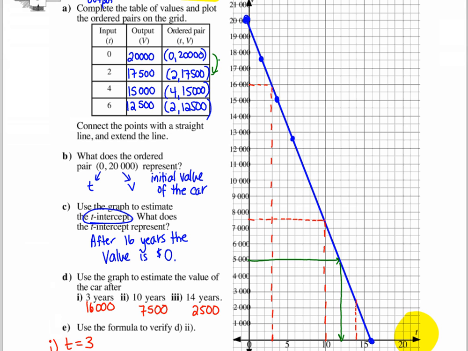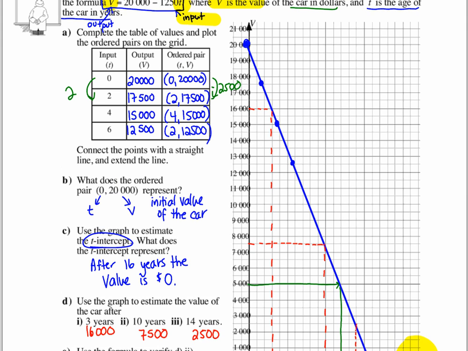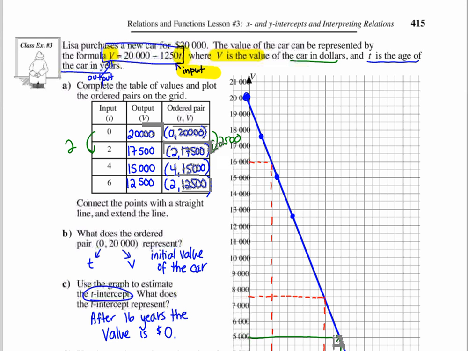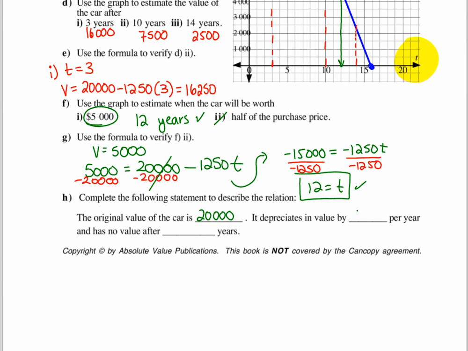It went down 2,500 every 2 years. So how much did it depreciate every year? 1,250. Where else do you see 1,250? Look at that. See that? Is that a coincidence? Rate of change. So it depreciates. It goes down by 1,250 per year and has no value after 16 years. Yay!